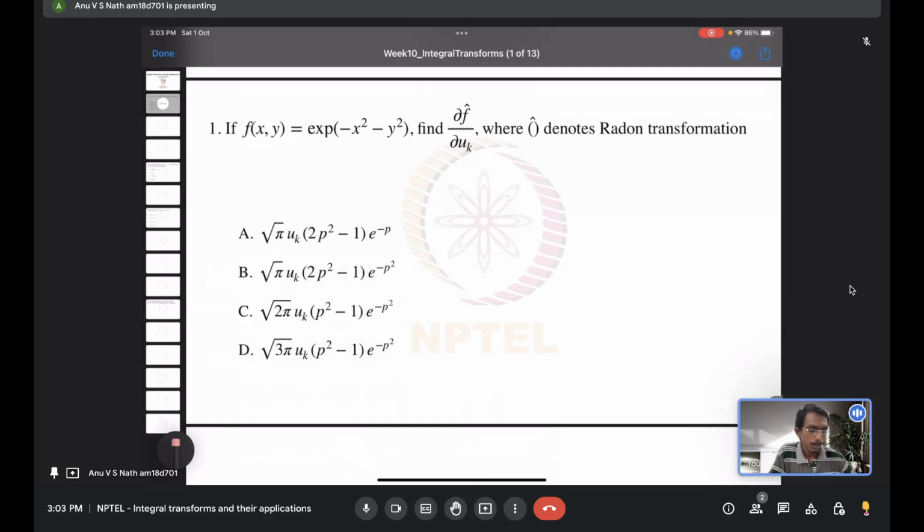So we are asking a general derivative with respect to either of the direction cosines. As I mentioned, the f cap here represents the Radon transform of the function f. Options are given, so I will wait for a moment for you to try this out, and then I will start explaining how we can do this. Use the properties. Meanwhile I will write the general definition of the Radon transform in the 2D case.